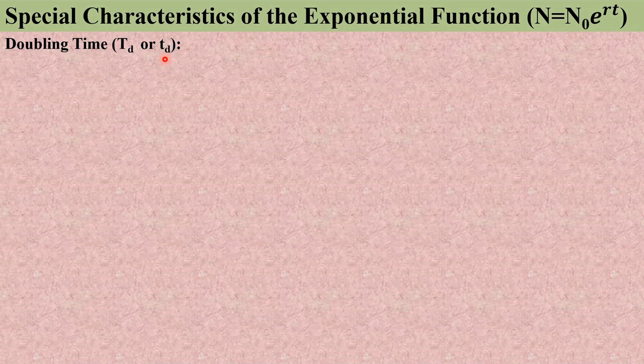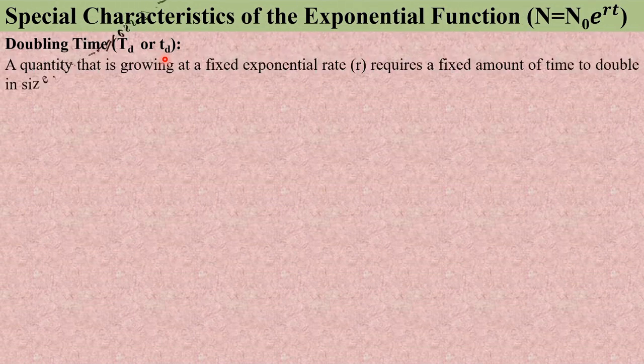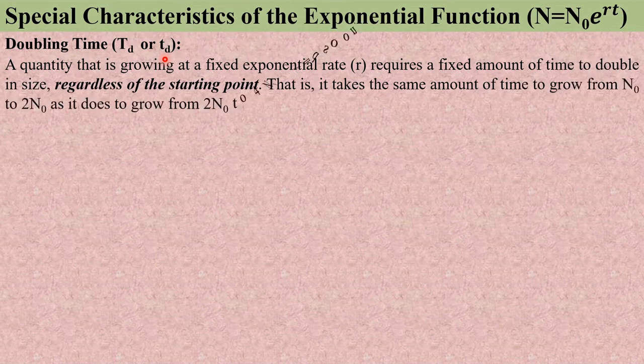suffix. So when a quantity that is growing at a fixed exponential rate small r turns out to be double in size or number after a fixed amount of time, regardless of the starting point, then that fixed amount of time is called doubling time. That is, it takes the same amount of time to grow from n0 to 2 n0 as it grows from 2 n0 to 4 n0 and so on.